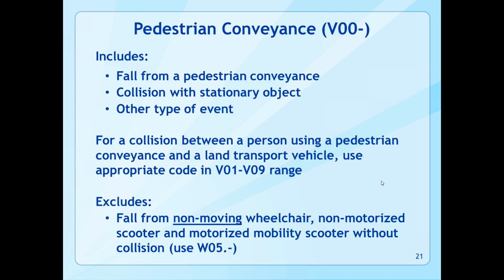The last thing I'd like to mention is that it makes a difference if the pedestrian conveyance is moving or not. So, for example, if someone falls from a moving wheelchair, you'd use a transportation code. If someone falls from a wheelchair that's not moving, you'd use a fall code. So for a fall from a moving wheelchair, you'd use V00.811. For a fall from a non-moving wheelchair, you'd use W05.0. Next slide, please.